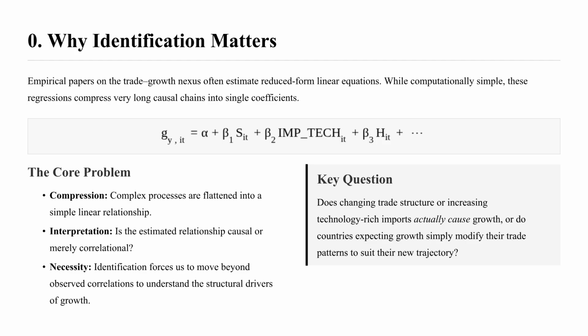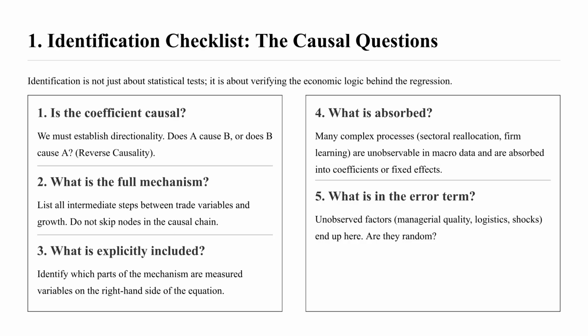The core problem lies in interpreting if the estimated relationship is causal or merely correlational. The identification checklist requires verifying the economic logic. We must ask, is the coefficient causal? What is the full mechanism, and which parts are explicitly included? Additionally, we need to know what processes are absorbed or end up in the error term.